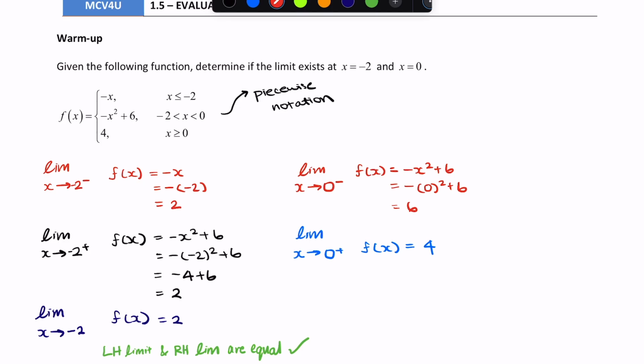So let's just write that down. The left-hand limit does not equal the right-hand limit, and therefore the limit as x approaches 0 for f of x does not exist. Again, that is because the left-hand limit does not equal the right-hand limit.